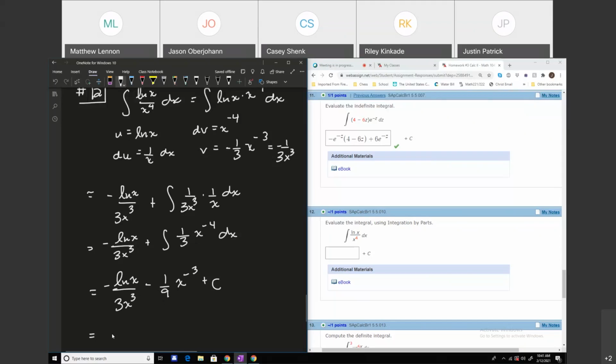So probably this can be simplified to a single fraction if you want, but I'm just going to leave it as minus 1 over 9x cubed plus a constant. Probably it'll take that.